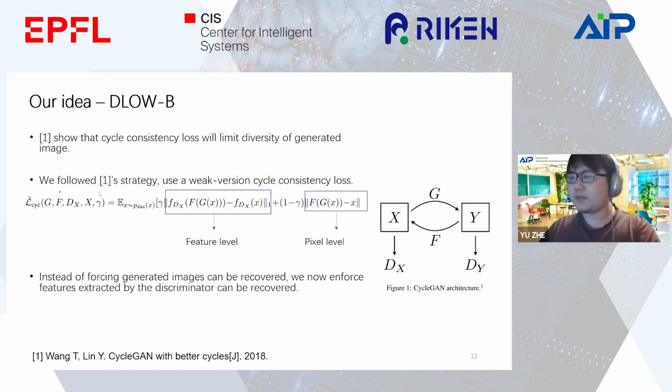This equation has two terms. For the first term, we want to enforce feature level recovery. We want the features extracted by the discriminator DX to be recovered. The second term is like the original cycle consistent loss. We force the pixel level recovery.